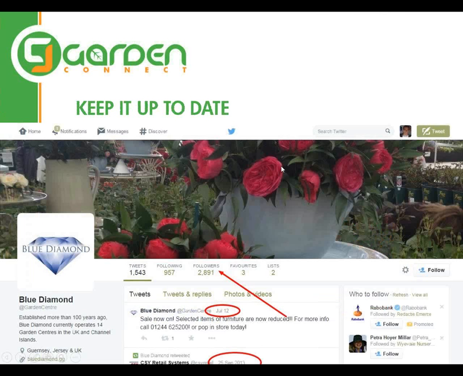Keep it up to date. Also, a very simple tip, but if you look at the Blue Diamond Twitter in this case, they posted an image on the 25th of September 2013, as you can see over here, and the next one was on the 12th of July 2014. So during those almost 9 months, or 10 months, those 2,891 followers hadn't seen anything from Blue Diamond. So if you're opening a social media channel, keep it up to date.